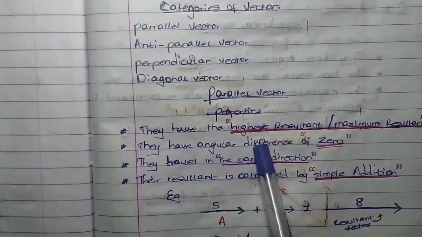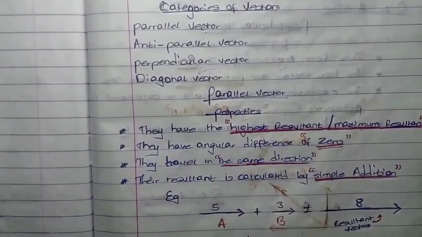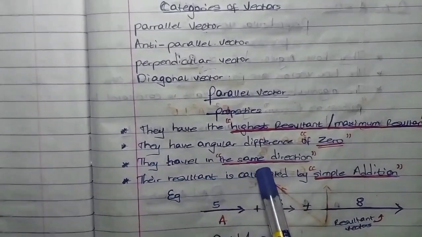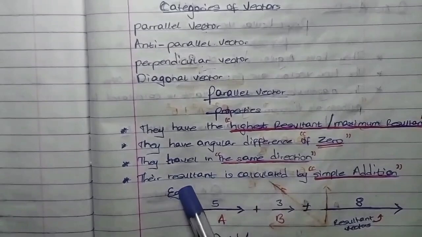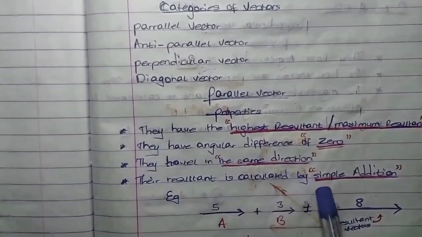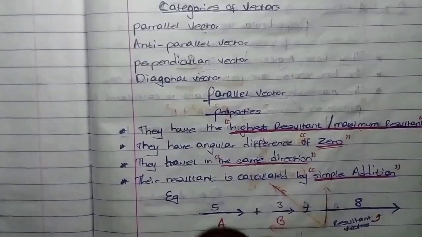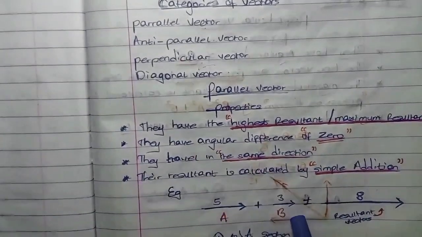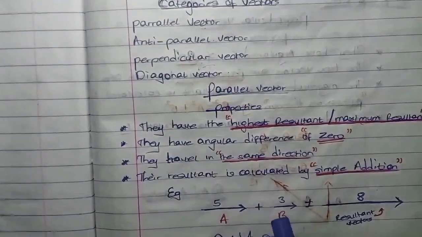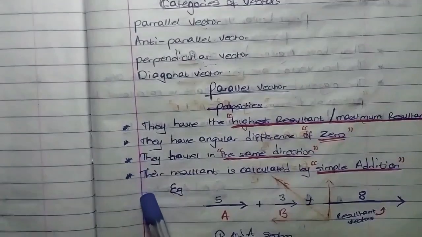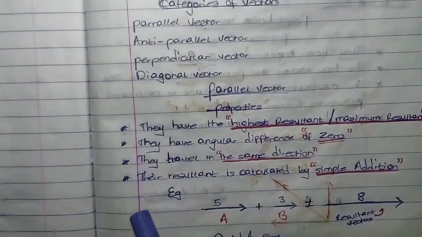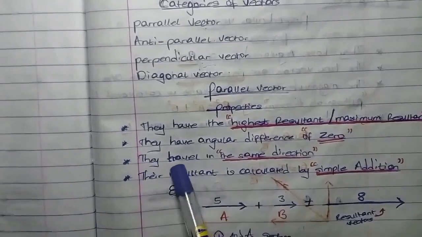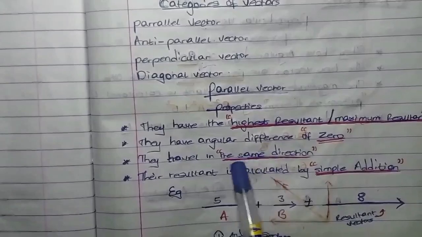2. They have angular difference of 0. All these are exam-based questions. 3. They travel in the same direction. 4. Their resultant, which is their total, is calculated by simple addition. If you look at this example, see vector A and look at vector B. Now remember, if you look at these four properties of parallel vectors, how do you know parallel vectors? We know them in the sense that they go in the same direction.